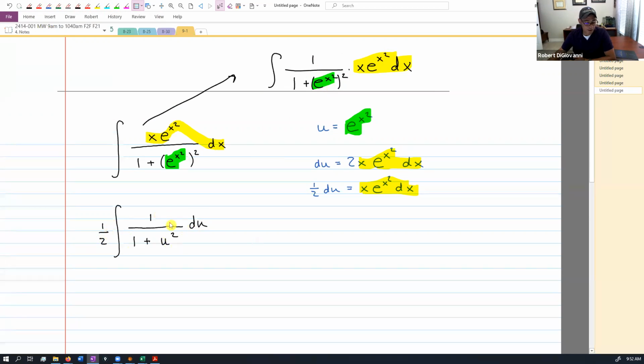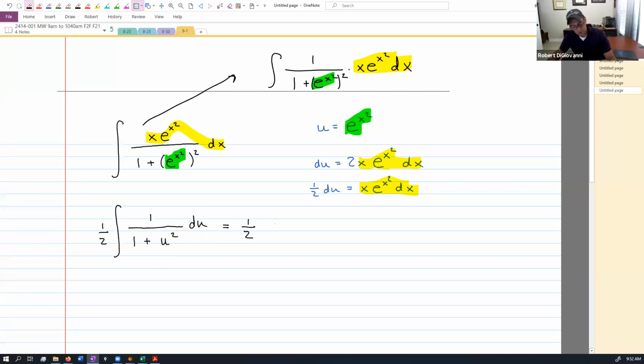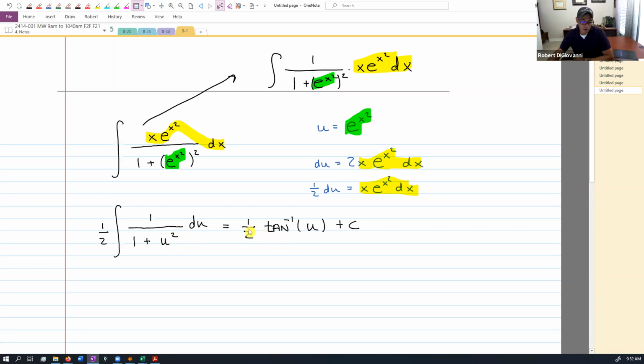And William, do you recognize this? Yes, it should be anti-tangent, or arctangent, of, in this case, u. Okay, so since we had u squared here, the antiderivative is 1/2 arctangent of u. And then the last step is just to replace u with what u was, so e to the x squared.